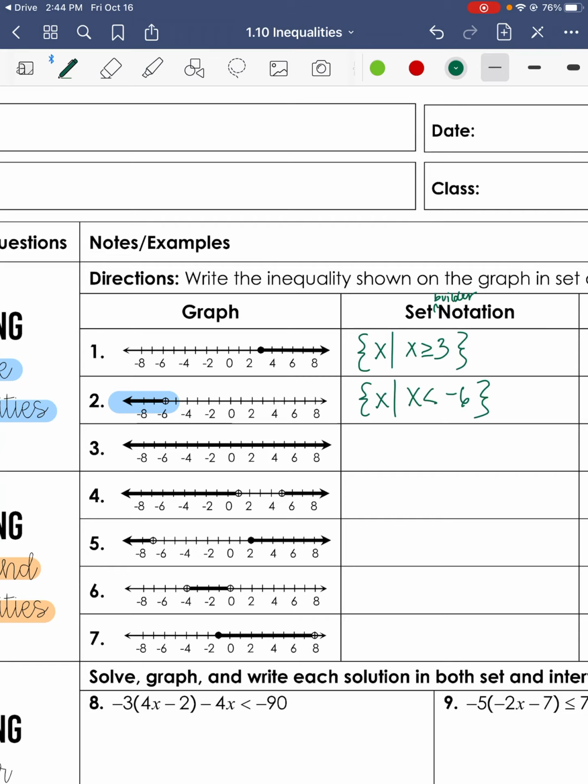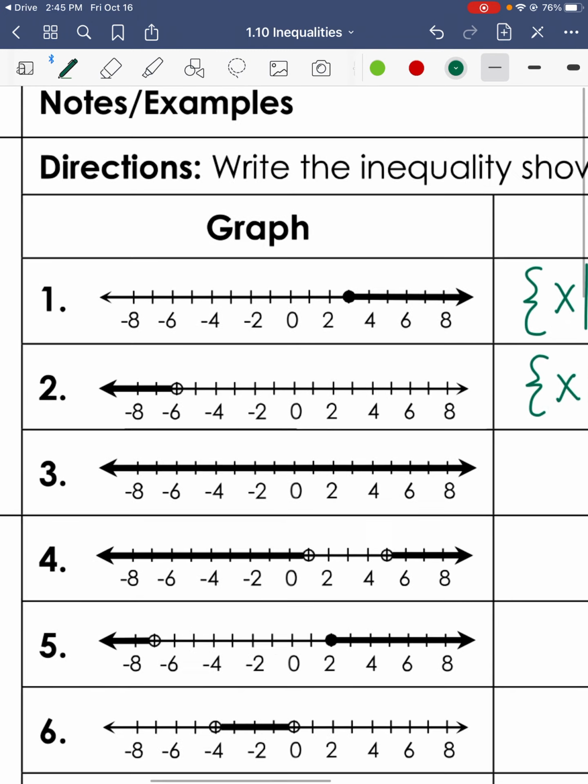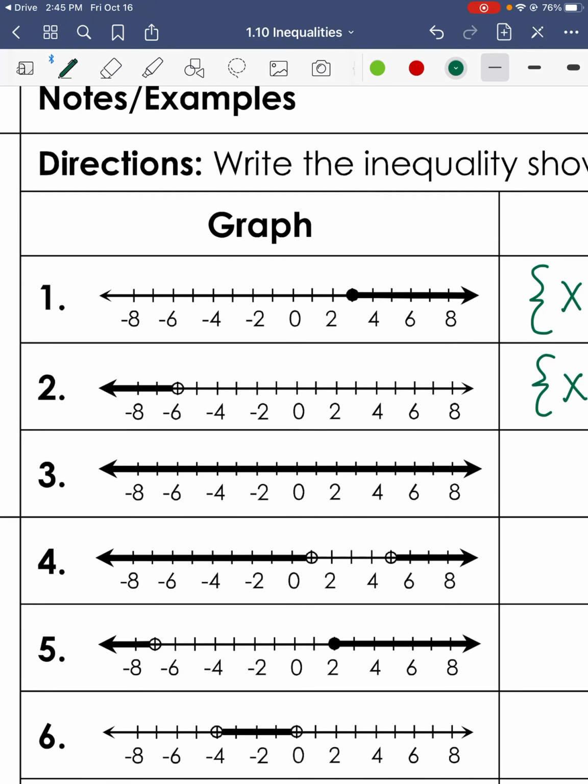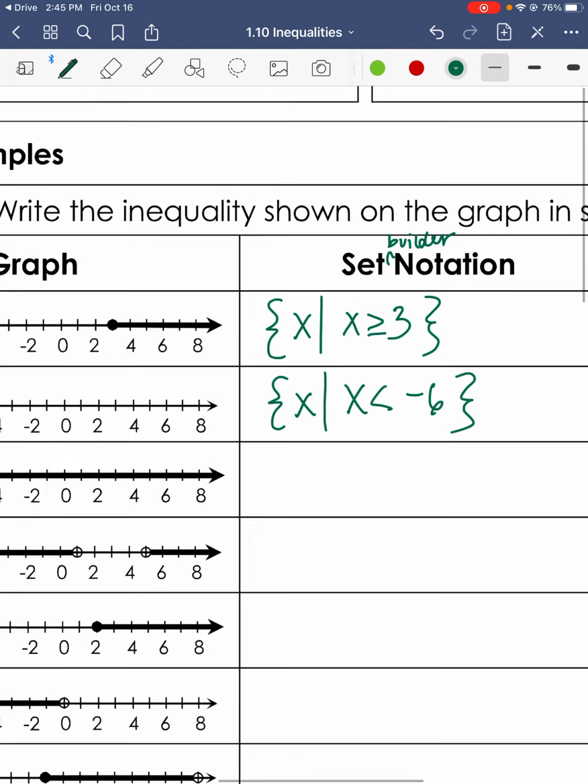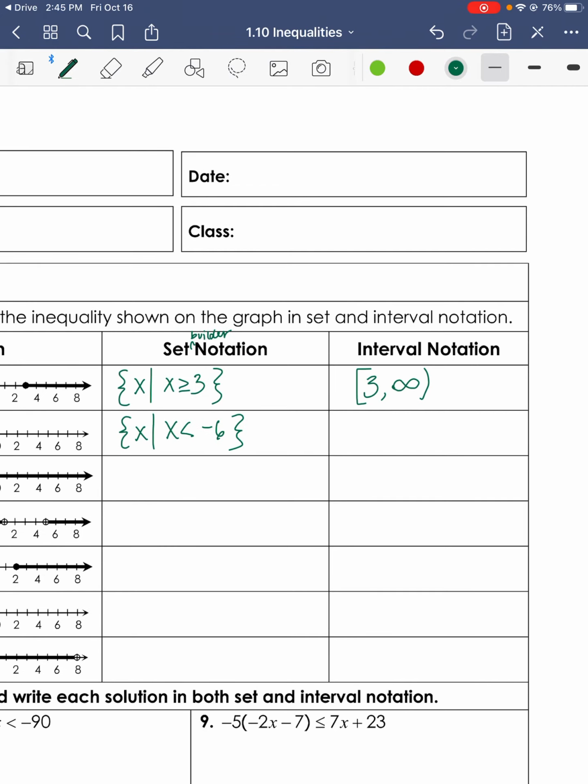Okay, so we said less than because we're looking at -6 here, and then everything smaller than that is included, as you can see on the graph. And then we did less than instead of less than or equal to because of the open circle we have here, which indicates that we are not including -6 in the solution set. So we're including -6.00001, but not -6. So everything up to -6, but not including it.